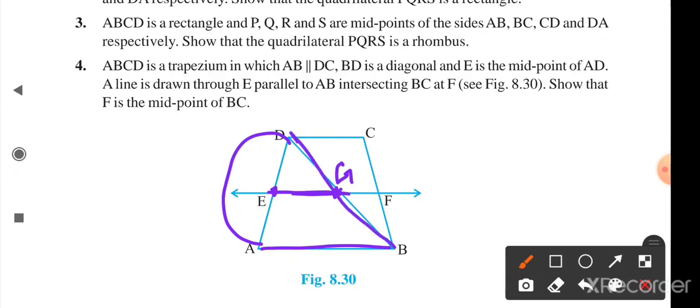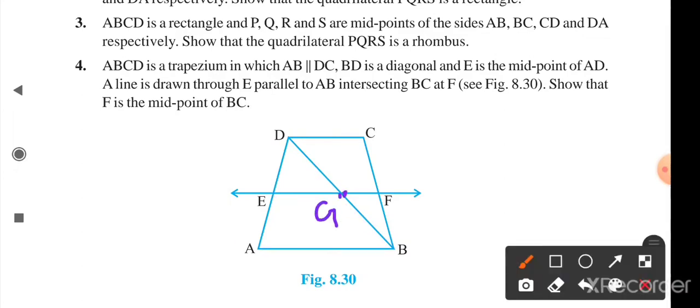Now moving to the next triangle, as we have already proved that G is the midpoint of DB. Now moving to the triangle DBC, you can see that G is the midpoint of DB and GF is parallel to DC. Hence we can say again by converse of midpoint theorem, F is the midpoint of BC.